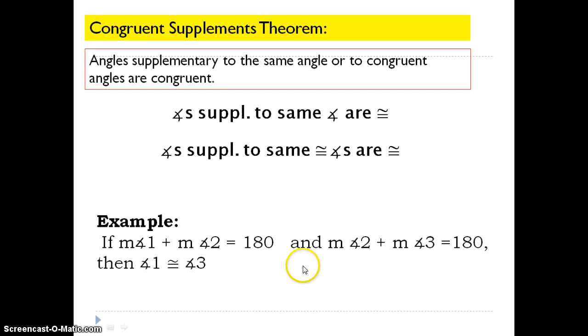Here's an example. If the measure of angle 1 plus the measure of angle 2 equals 180, and the measure of angle 2 plus the measure of angle 3 equals 180, see how you added 1 to 2 and 3 to 2 to get 180 each time? Well, that means that angle 1 is going to be congruent to angle 3, because you're adding to the same angle each time to get 180.